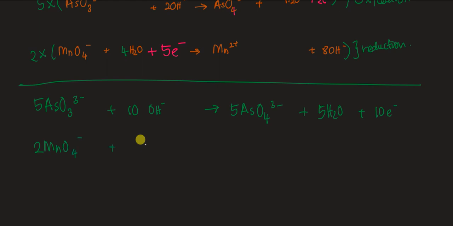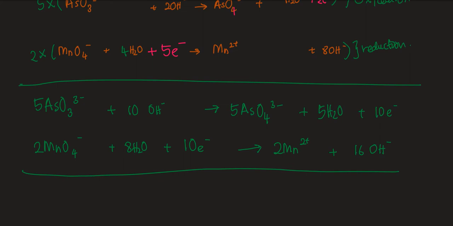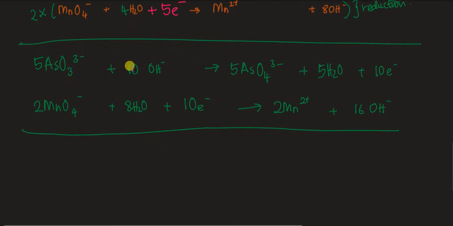We have 2 multiplied by 4, 8 water molecules. And we have 10 electrons. And this will produce 2 manganese 2 plus ions plus 16 OH minus or hydroxide ions. So now we are left with this, and make sure that we notice the repeating terms or repeating species.